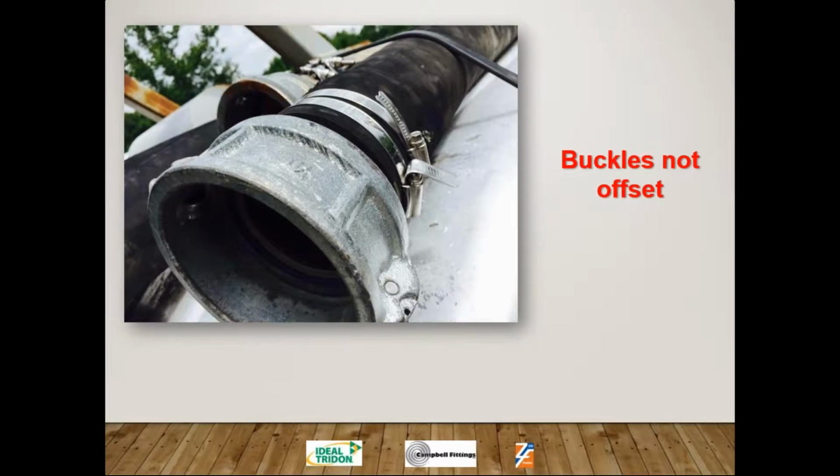This is another problem. The buckles here are not offset, so you would want to have them on opposite sides of the hose, not right next to each other. And with these worm gear type clamps, you have them sticking out, probably sharp ends there. It's not going to be easy for the operator to handle.